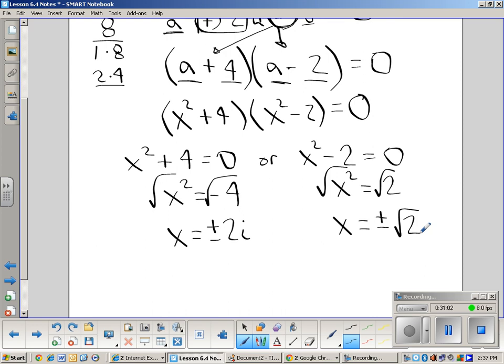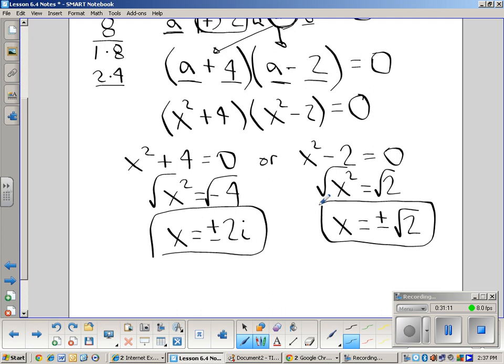Now, this, is that a real number? No. That's an imaginary solution. This one, is that a real number? Yeah. So that's going to cross the x-axis, isn't it?